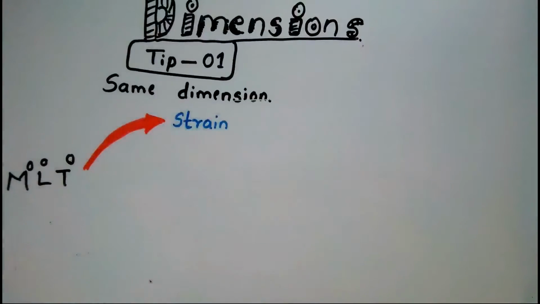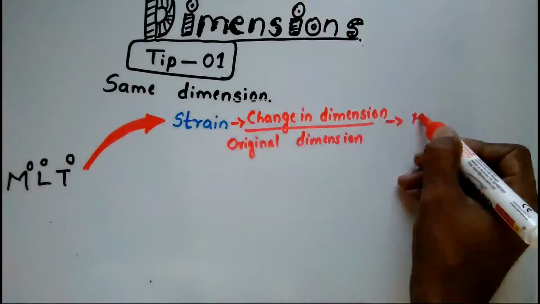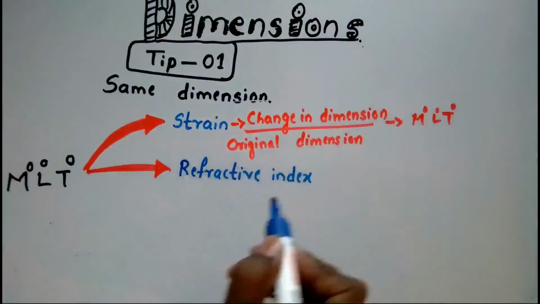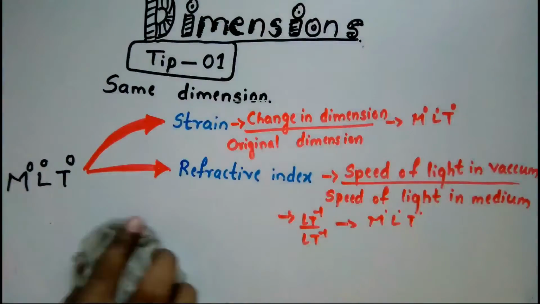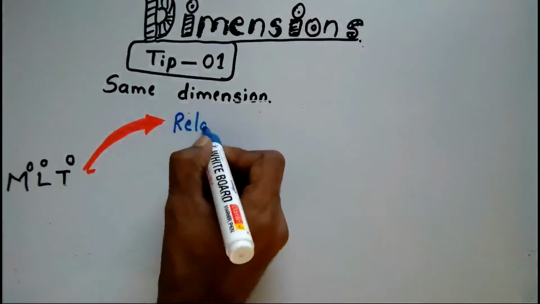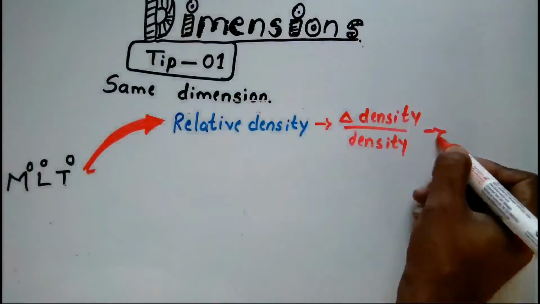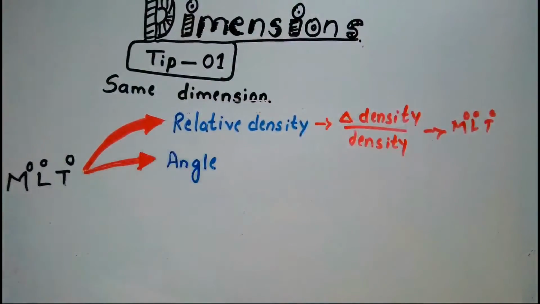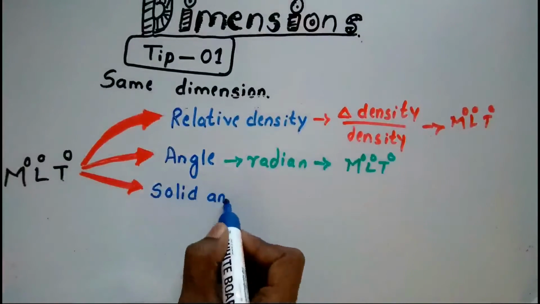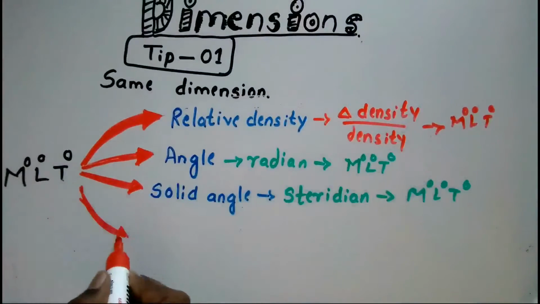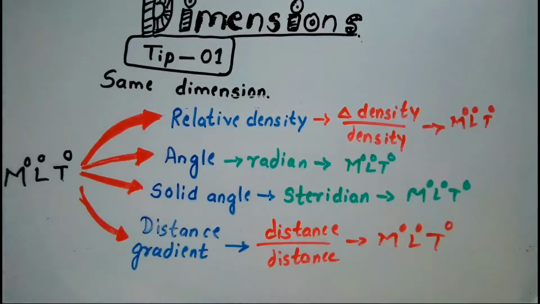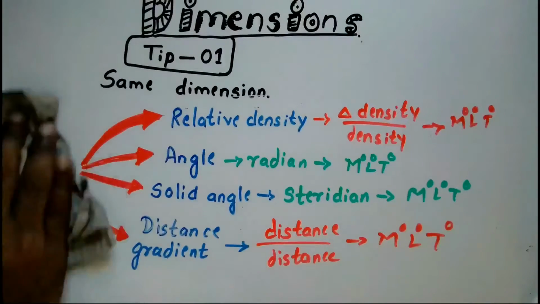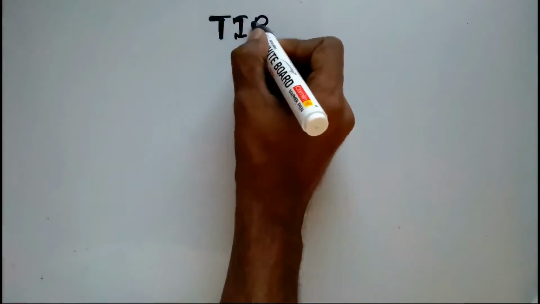Here are some of the physical quantities that do not have dimension, or zero dimension. Those are strain, refractive index, and relative density, that is the change in density divided by density, and the angle, radian, and solid angle, these both are supplementary units. And distance gradient, that is again distance by distance.